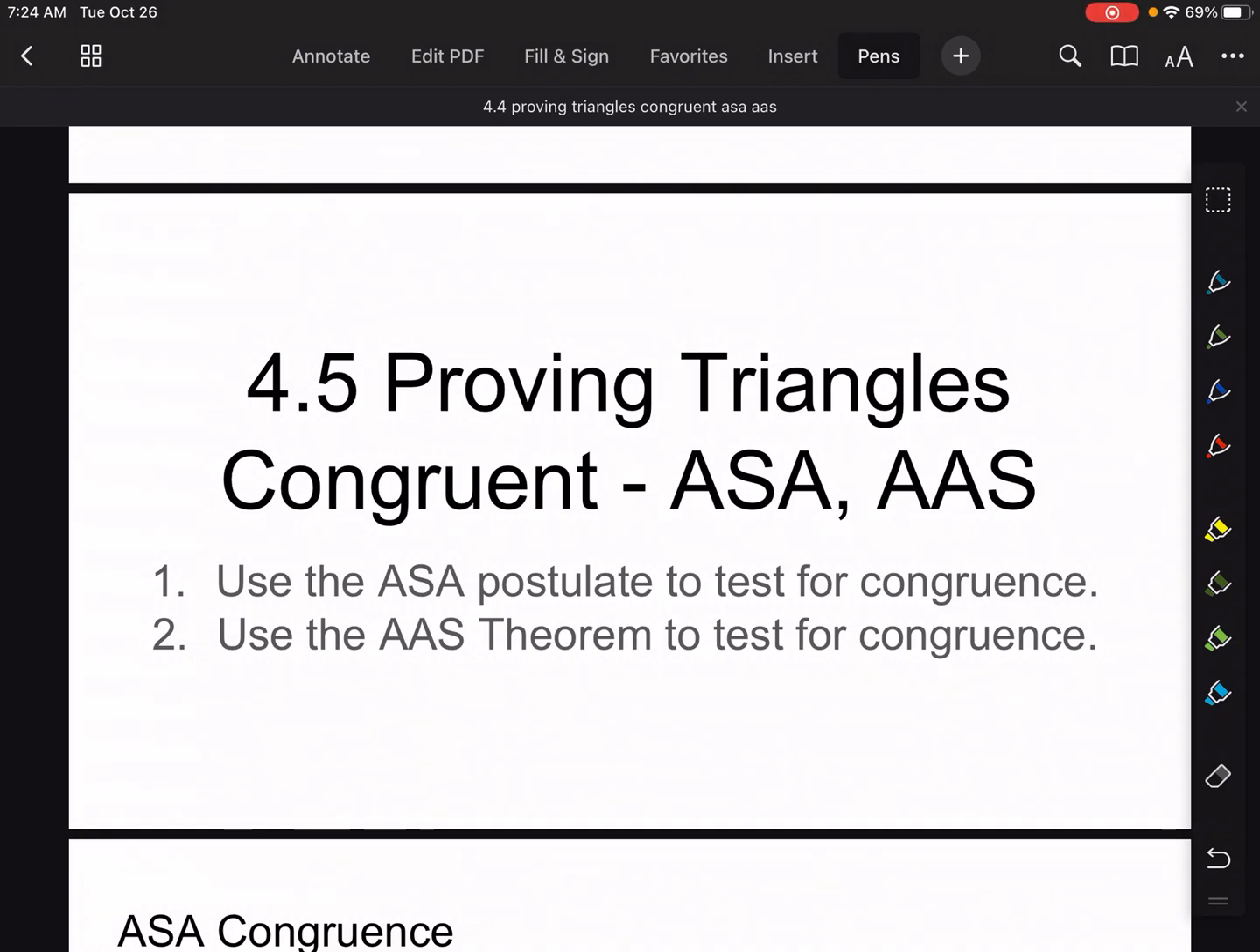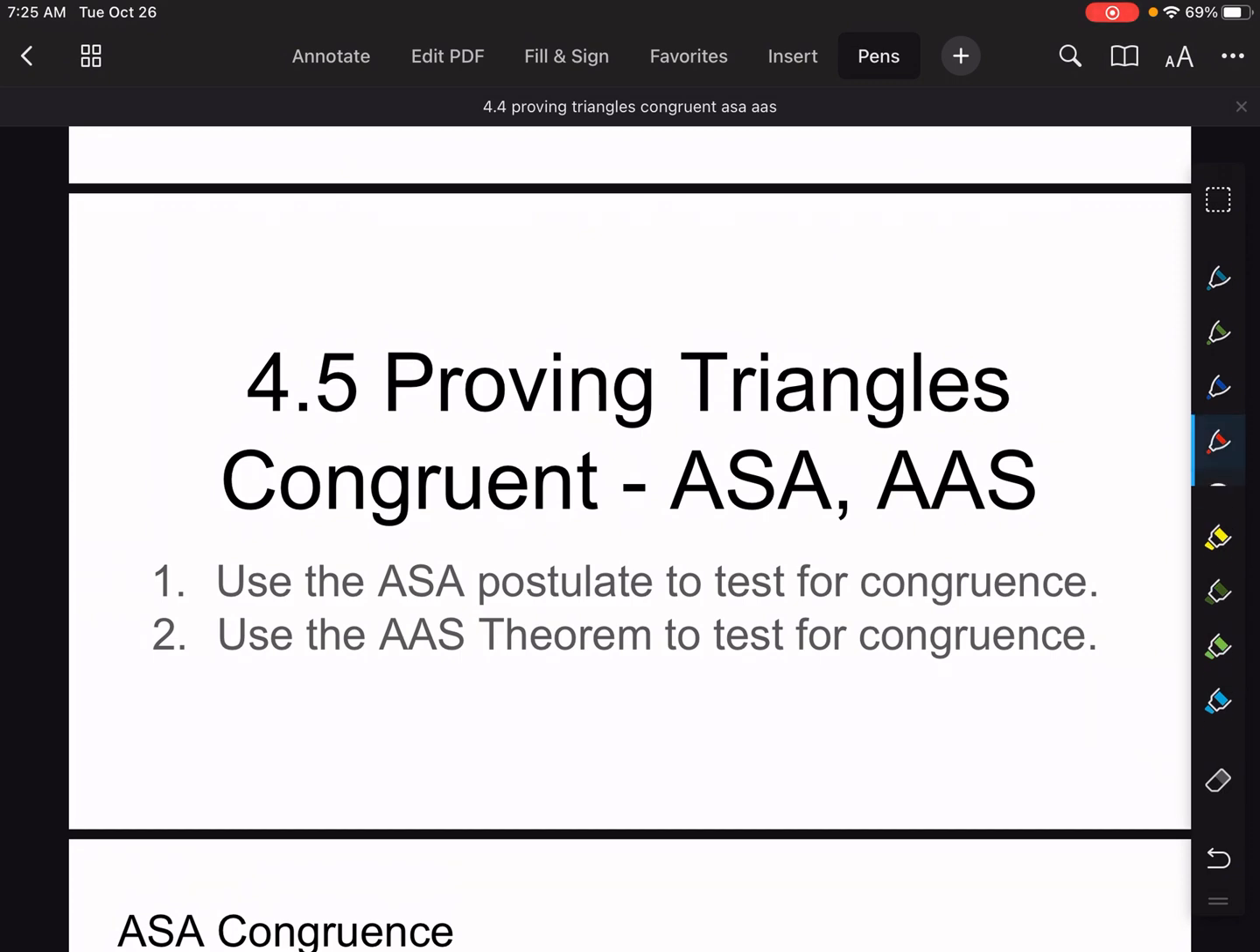All right, geometry for 4.4. And I know it says 4.5 here, but 4.4, we're going to prove triangles congruent using two more ideas. The ASA and the AAS postulates. So for these two, you guys, notice again, just like the last lesson, that the A is standing for angle, the S is standing for side, and that the order is important. Okay, so an angle and then a side.